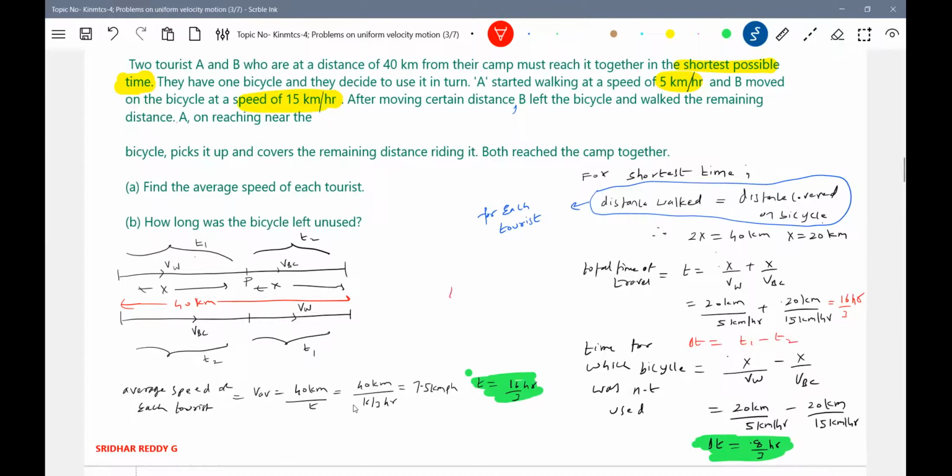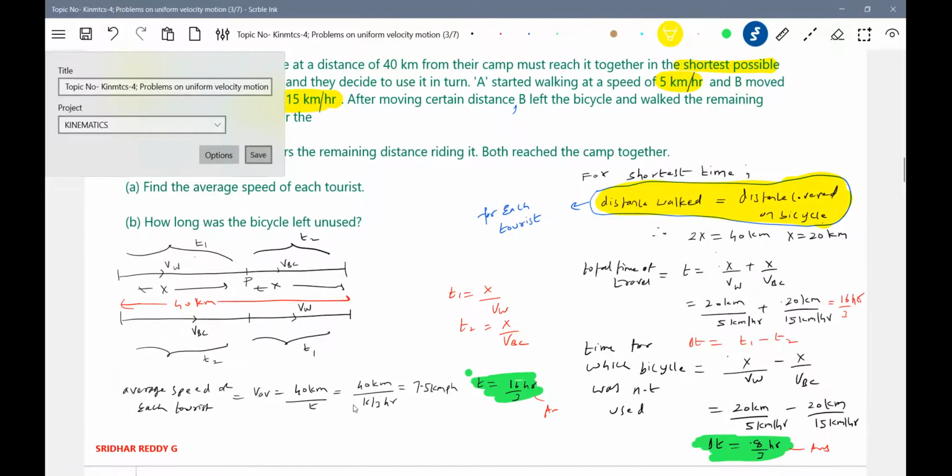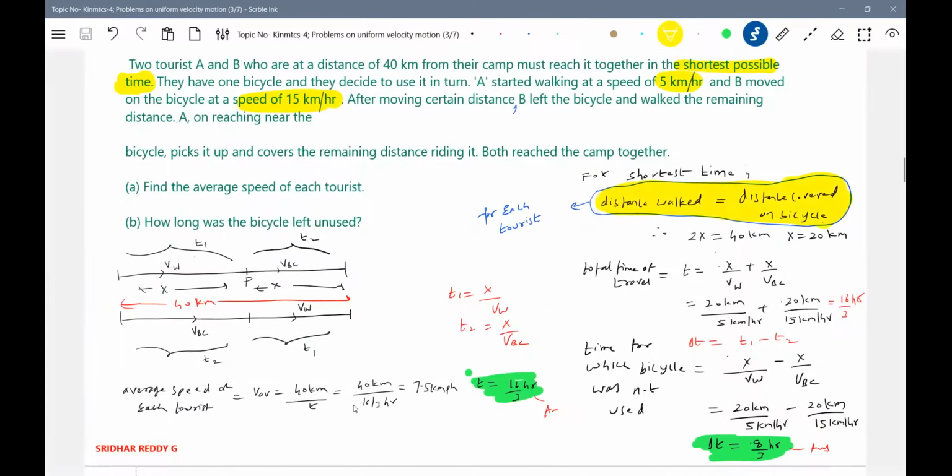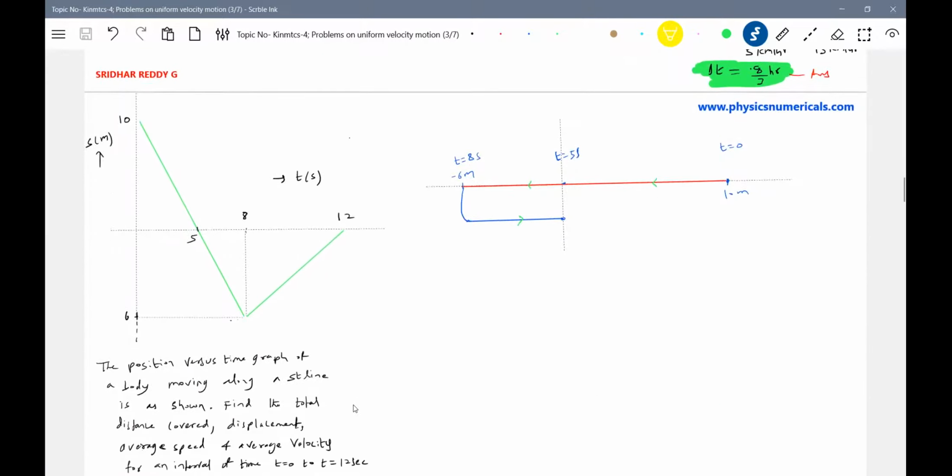So what is T1? The difference of that you take, and we'll get this answer. I think all this condition is very important. Without this, it is not possible. Okay, these are some problems on uniform velocity. Let me go for a few more.